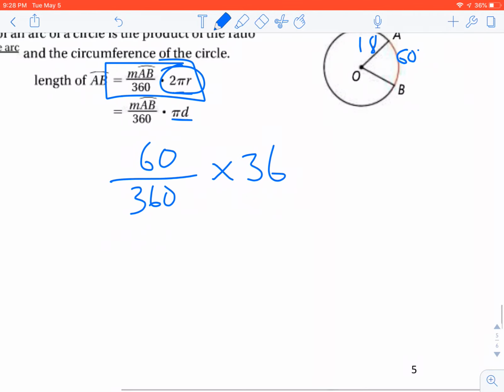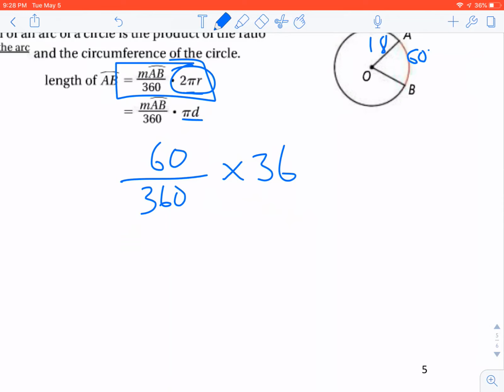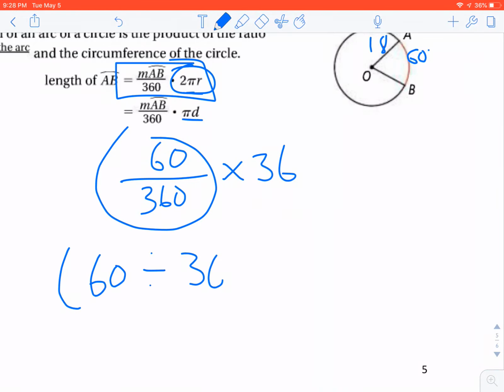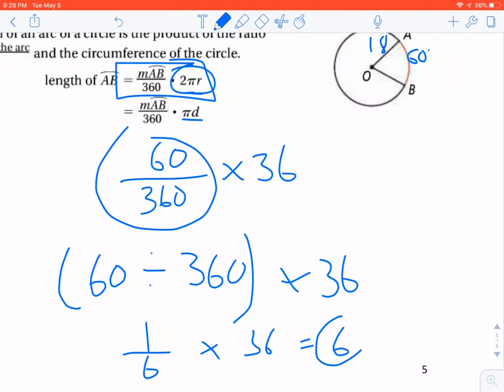Now, for this, I'm just going to let you use your calculator and type this in and give me a decimal as an answer. So you would just go in your calculator and put this in parentheses. You would say 60 divided by 360. Type it in your calculator. It comes out to be 1/6. Not that you need to know that, but times 36, which gives you 6 pi as an answer.